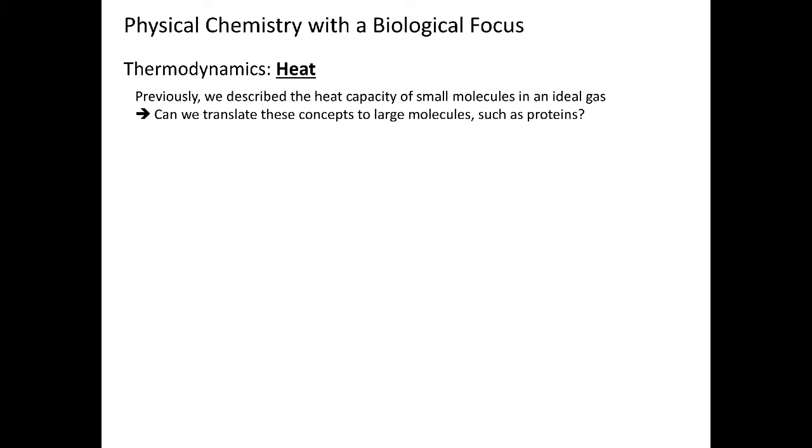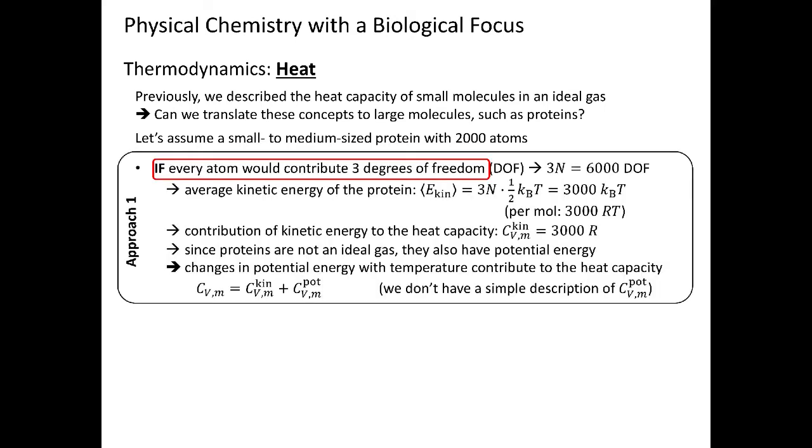Now first, let's see how we can translate some of our concepts that we learned for an ideal gas to a protein and how far we get with that. Let us assume a small to medium-sized protein that has 2,000 atoms. That's not a very large protein, but that's a reasonable number. It is simply an example.